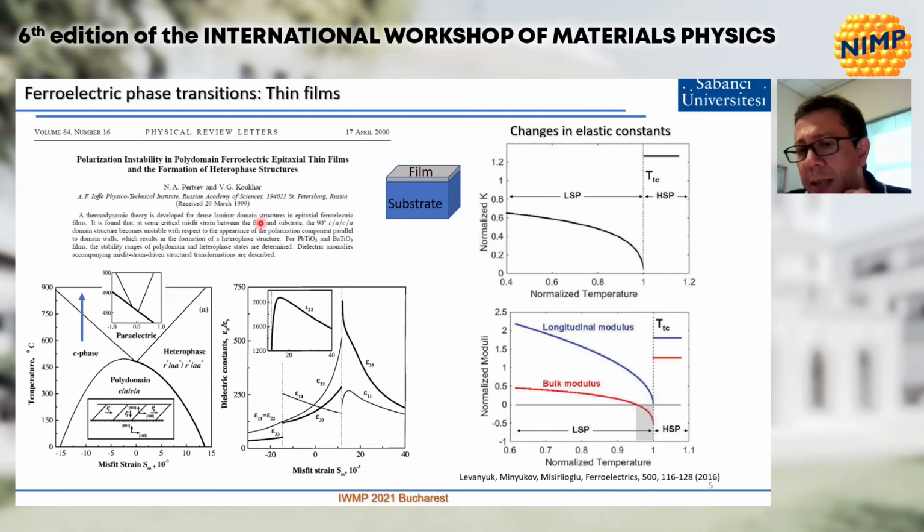So when we checked that for a film, we saw that the bulk modulus, which is one of the elastic constants, can go negative before reaching the critical temperature here. And this is, of course, not a possibility. You cannot have a negative bulk modulus.